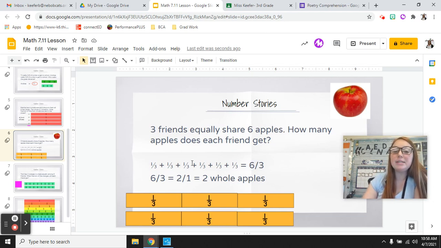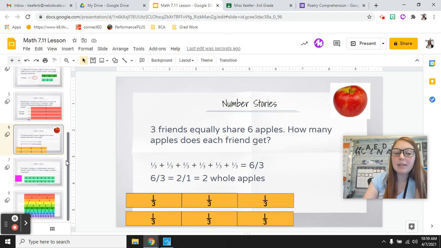So it says, how many apples does each friend get? Well, they would get 6/3. But we know from our number lines that 6/3 is greater than one whole. But how much greater? Well, 6/3 could be equal to 2/1, which is equal to 2 whole apples. How do we know it's equal to 2/1? Well, how many times does 3 go into 6? It goes into 6 2 times. So if we would do that, then that would give us 2 whole apples.